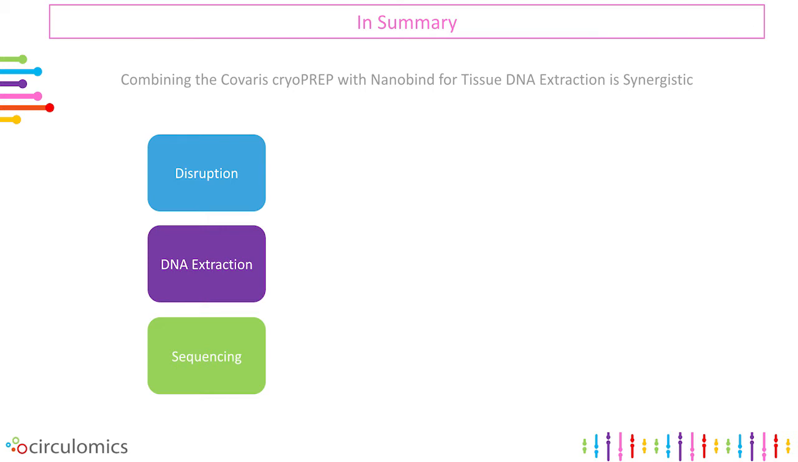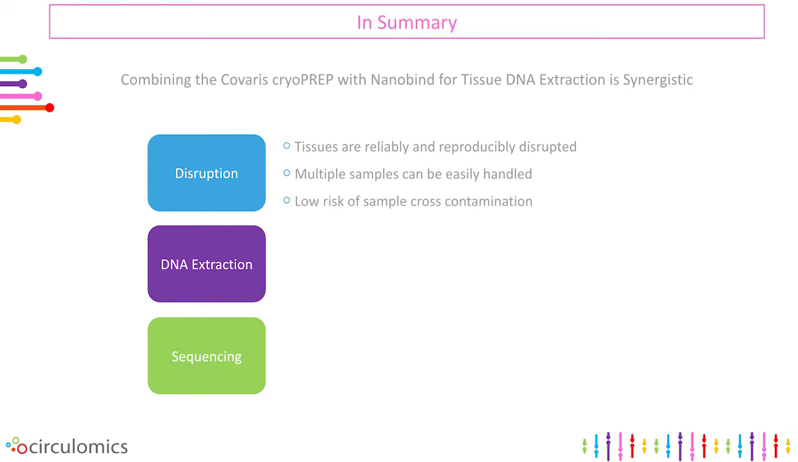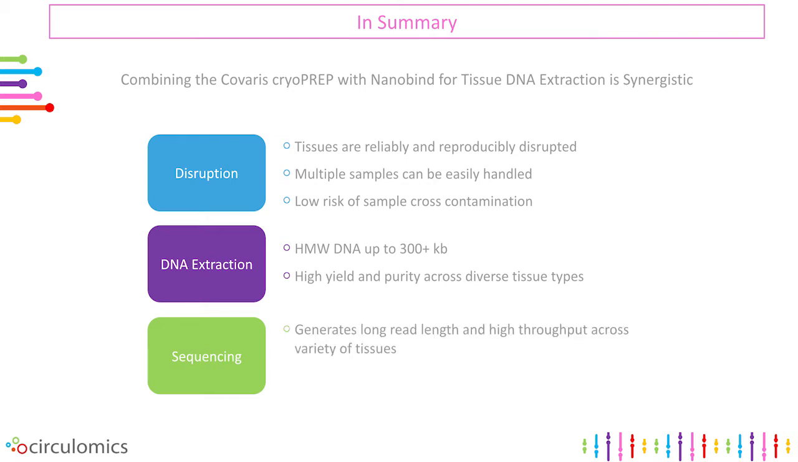In summary today, I have shown you how using the Covaris cryoPREP for tissue disruption with Nanobind for tissue DNA extraction is a synergistic combination. CryoPREP affords rapid and reproducible tissue disruption. It allows multiple samples to be processed easily and offers a low risk of contamination between samples. Nanobind isolates high molecular weight tissue DNA that surpasses 300 kb and results in DNA with high yield and high purity across diverse tissue types. This DNA can be used for long-read sequencing to generate long read lengths and high throughput, and read lengths can be further enhanced by Short Read Eliminator.